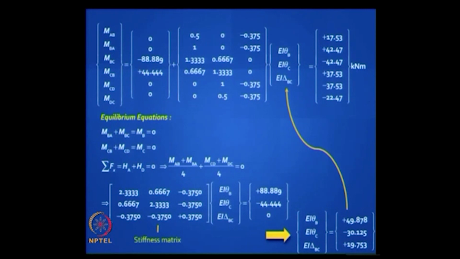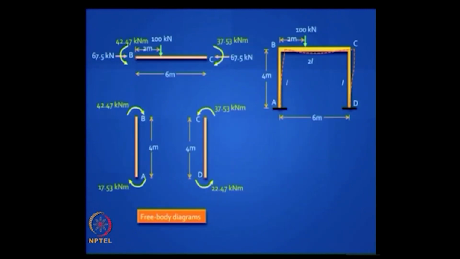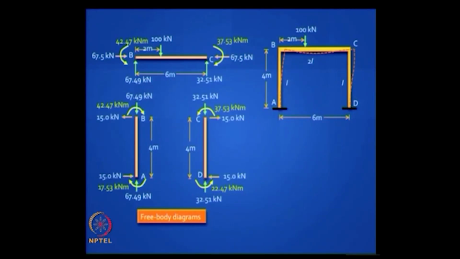You draw free body diagrams. I hope you know how to do that. Draw the free body diagrams. Clockwise moment, put clockwise. Negative sign, put anti-clockwise, and then everything should match, all the equilibrium should be satisfied. You can now find the vertical reactions in the beam and the horizontal reactions in the column, and you will find that there is perfect equilibrium, everything is balanced, you have got the exact solution.